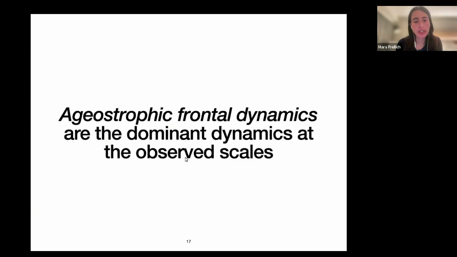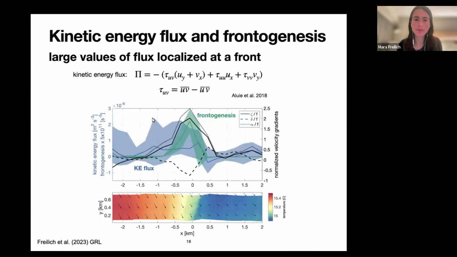And so our conclusion is that ageostrophic frontal dynamics are the dominant dynamics at the observed scales in the California current system. And so one of the really nice things that we can do with the observations, and this is really exciting, is to compute the kinetic energy fluxes.